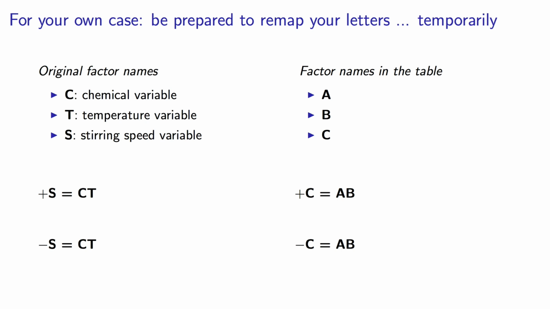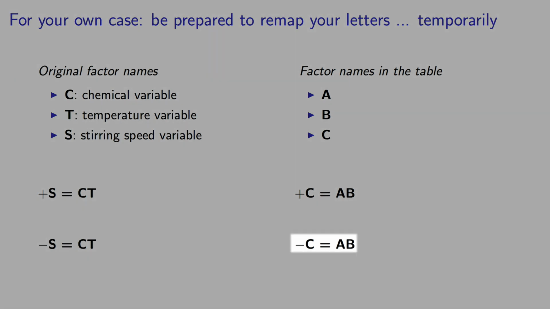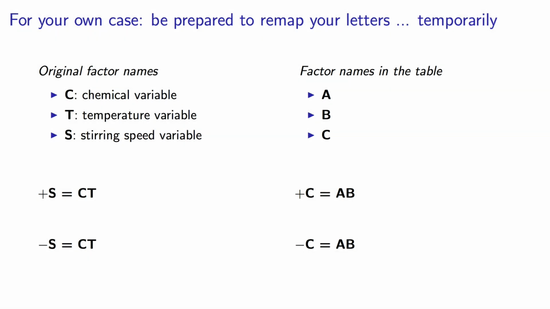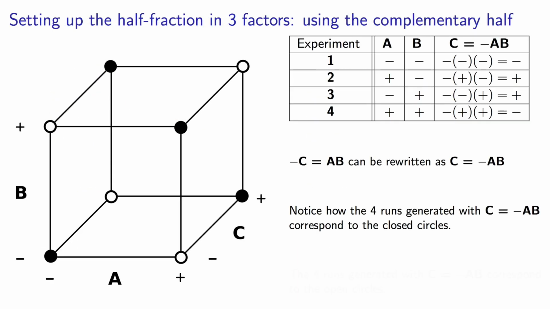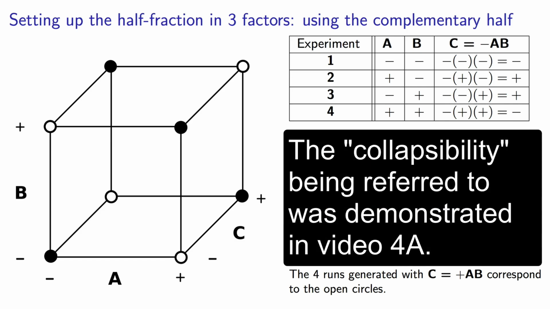Now I guess you're curious about that plus and minus sign here. If I use the minus, it says to generate minus C as the product of A times B. In our wastewater example, that would translate to minus S is the product of C times T. If you created your design following the rule with the minus sign, you would notice that you'd end up with the closed circles on the original cube rather than the open circles. But notice the symmetry. The closed circles still have that same collapsibility we noticed earlier with the open circles.